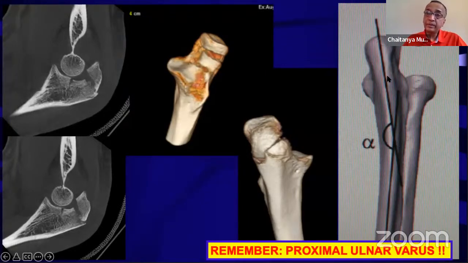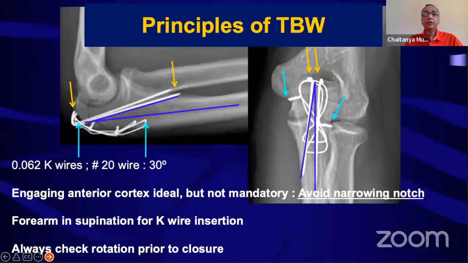Now, again, we have to remember the proximal ulnar varus, and therefore your wires should take into account, if you're going to fix it with a tension band, your wires should be directed a tad more straight or a little more ulnarly. So what are the principles of tension band? I use 1.6 millimeter wires, and if you are one of those people who believes in engaging the anterior cortex, then the angle between the long axis of the ulna and your wires should be about 30 degrees. So also this angle between the long axis of the ulna and this direction should be 30 degrees so that you do not impinge on the bicipital tuberosity of the radius.